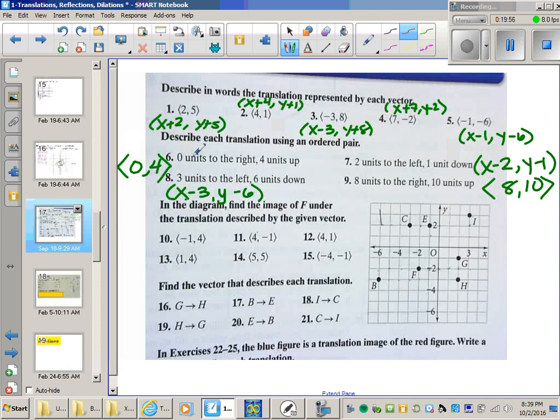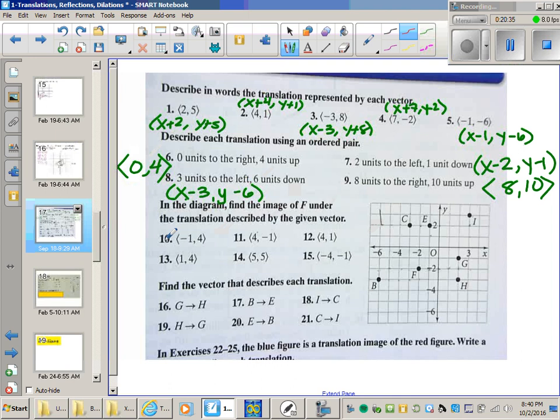Okay, so you can also describe each translation using an ordered pair. So 0 units to the right, 4 units up. Or you can write this in vector notation, and the way that you would write that is 0 and 4, because you're not moving anywhere right or left. And remember, the x-axis is right to left, the y-axis is up and down. So 4 units up would be a positive 4. And notice that we use these symbols, and that is the vector notation.